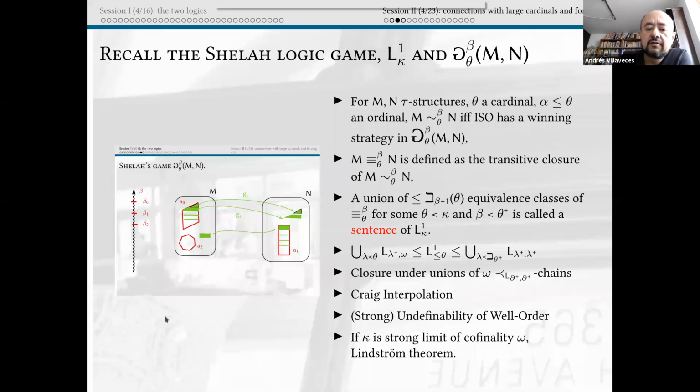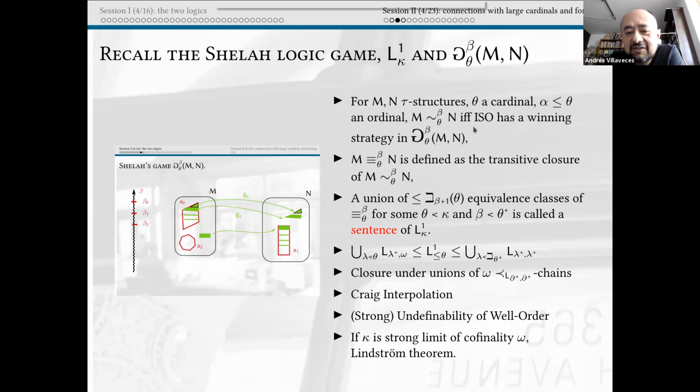This is a summary of the first part of last lecture. So we have a game, and we can declare the 2 structures isomorphic for the game, or equivalent for the game, if the isomorphism player, the constructive player, has a winning strategy. That's the first verb.